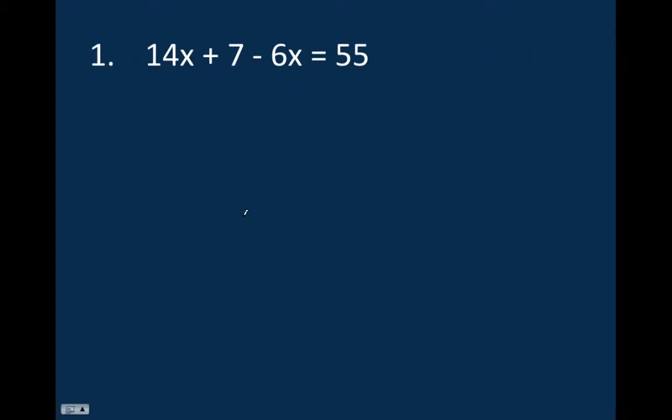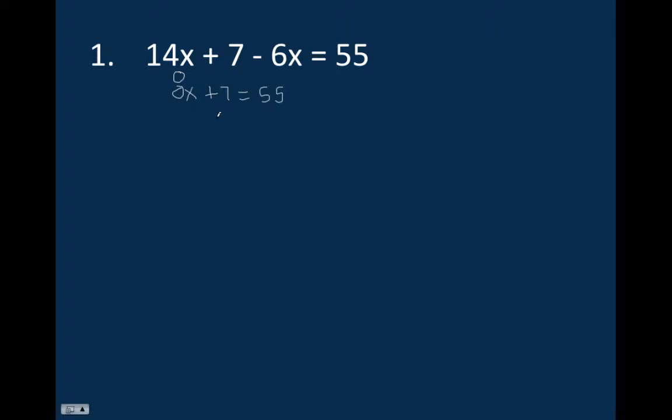Let's look at this first example. You've got 14x plus 7 minus 6x equals 55. Step 1 says to use the distributive property. Well, there's no distributive property here. Step 2 says to combine like terms. We do have like terms, 14x and negative 6x. We've got x's here and x's here on the same side of the equation. Let's combine those together. Positive 14x's and negative 6x's. So 14 minus 6, we can combine those together. We know 14 minus 6 is 8x plus 7 equals 55.